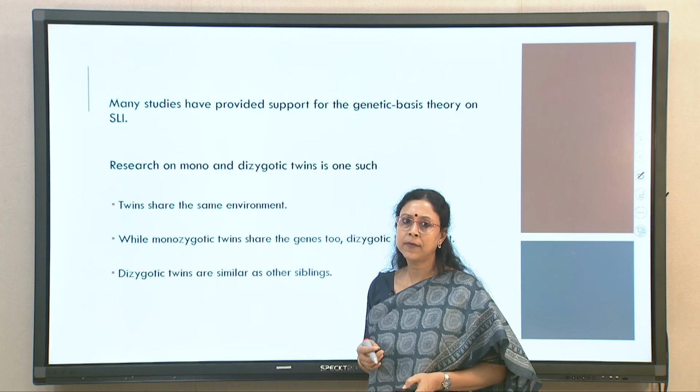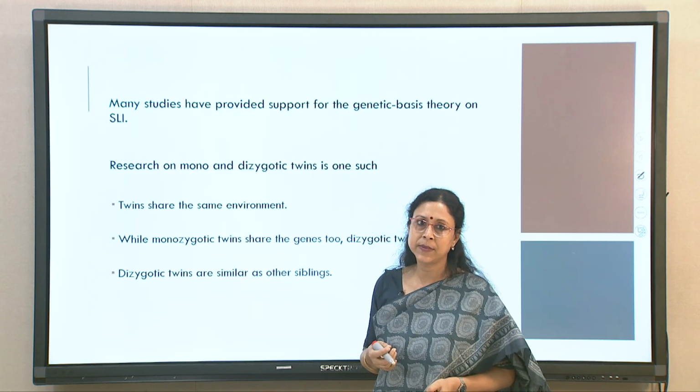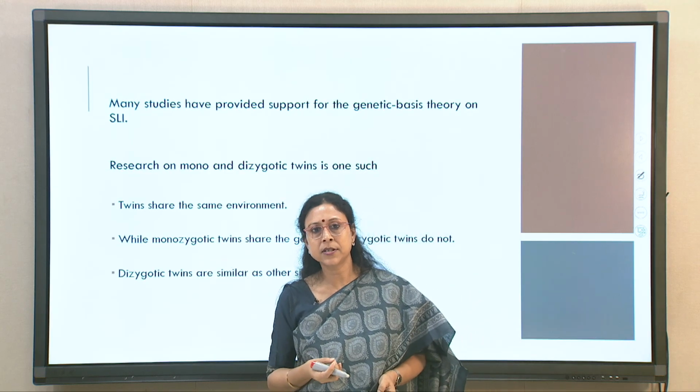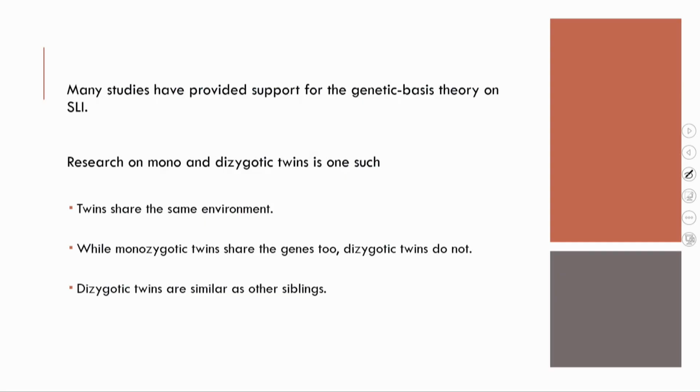Many studies have provided support for the genetic basis of this theory. In fact, that was one of the most important outputs of the literature in this domain for a very long time. One of the most interesting research was carried out on twins. So, twins as in mono and dizygotic twins. Why have twins been used for this study? Because twins share the same environment.